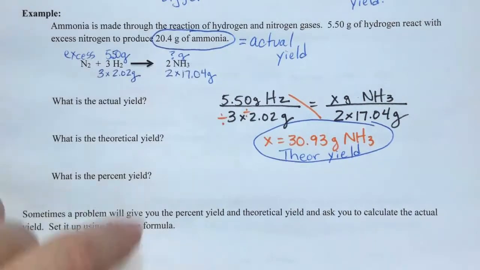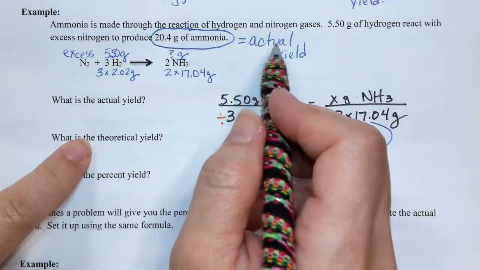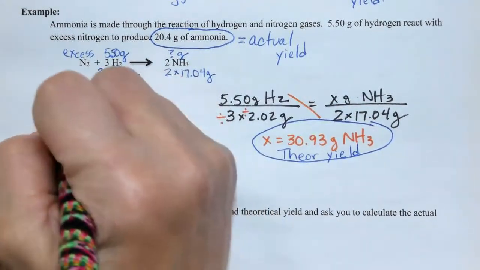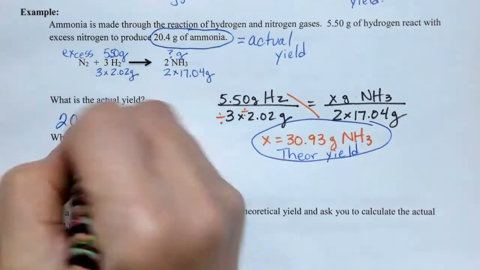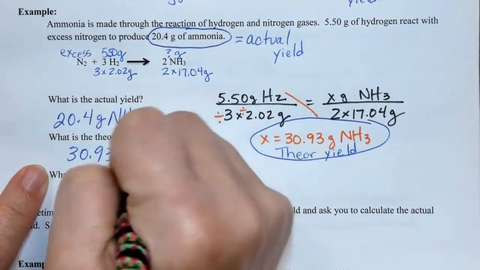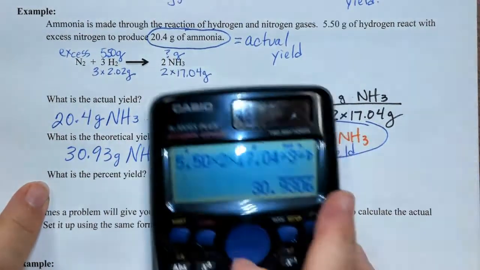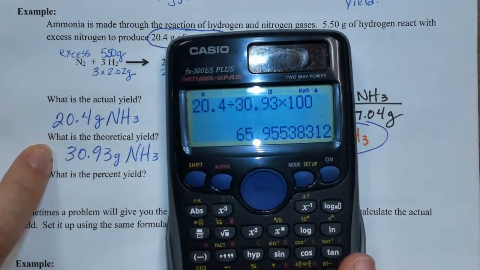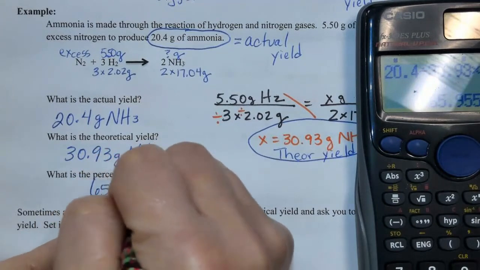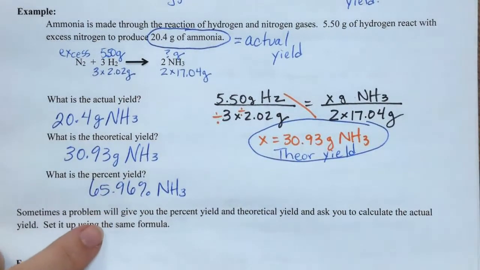And it's important again to note that this value is our theoretical yield of ammonia. So now that I have my theoretical yield by doing a proportion, and my actual yield, which is given to me in the problem, the actual yield is 20.4 grams of NH3. We calculated the theoretical yield, 30.93 grams of NH3. And now to get the percent, we take the actual 20.4 divided by the theoretical 30.93 times 100, and that gives us 65.96%. So this is 65.96% of ammonia that was actually yielded in the laboratory.